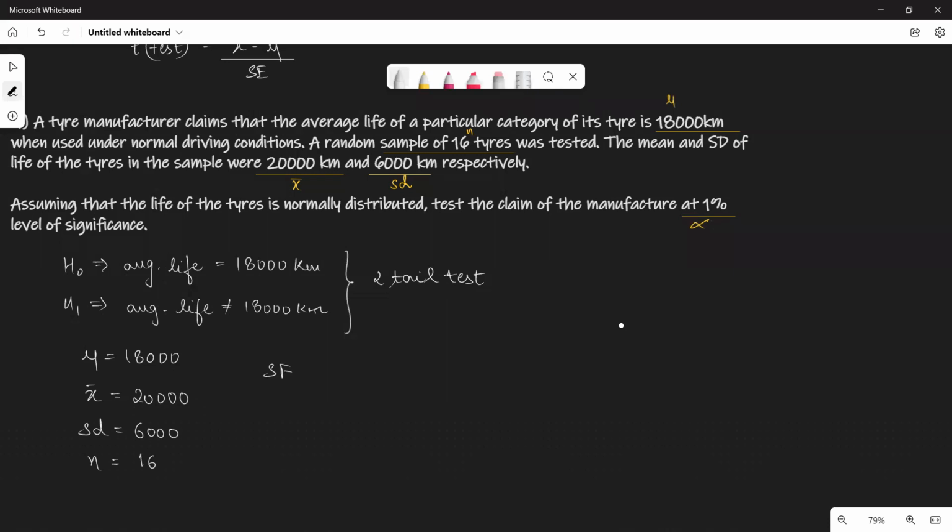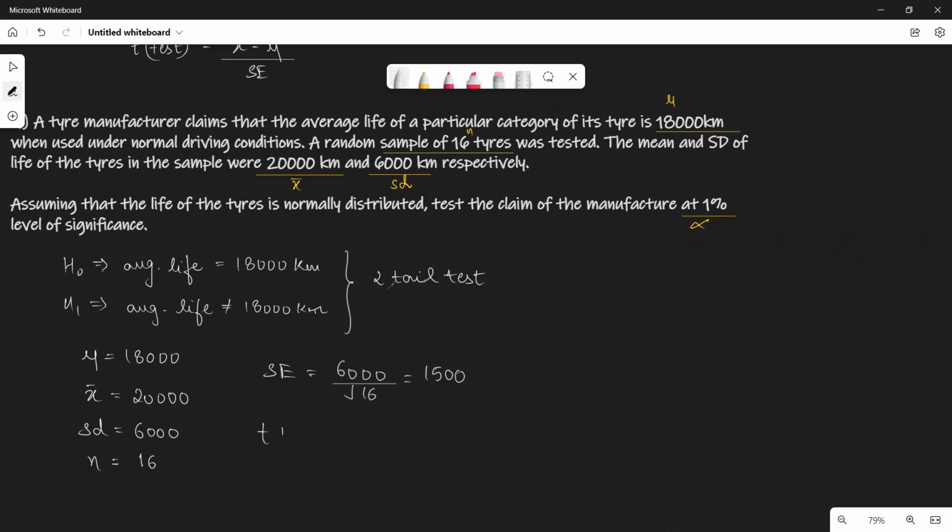So H0 is this much, H1 is this much. Then mu given to us is 18,000, X bar given to us is 20,000, standard deviation is 6,000, and small n is 16. So the standard error will be 6,000 by under root of 16, which is 6,000 by 4. That is 1,500. So the standard error for us will be 1,500.